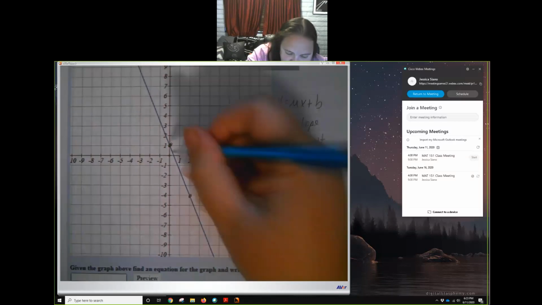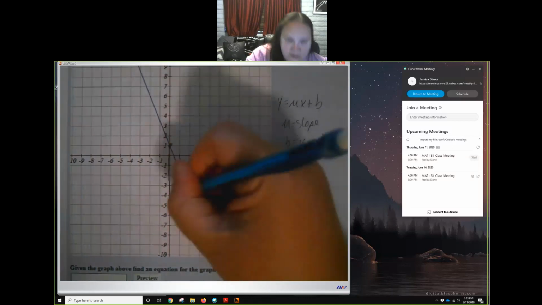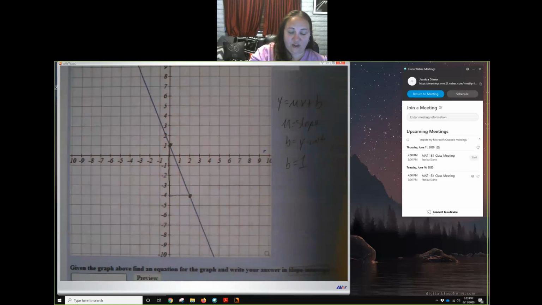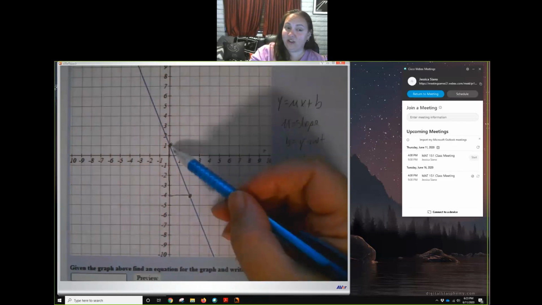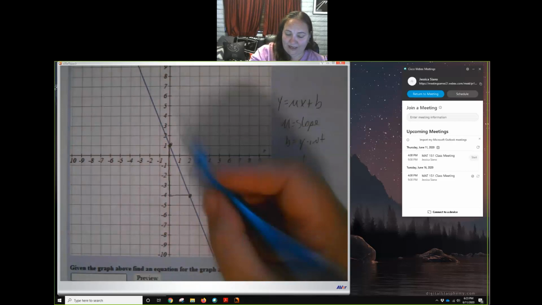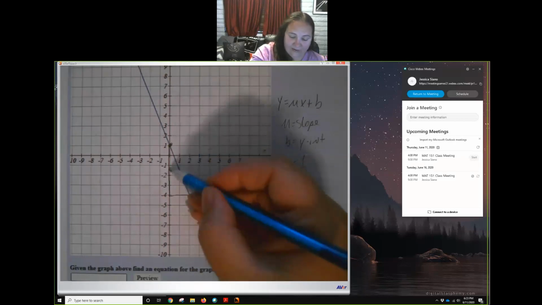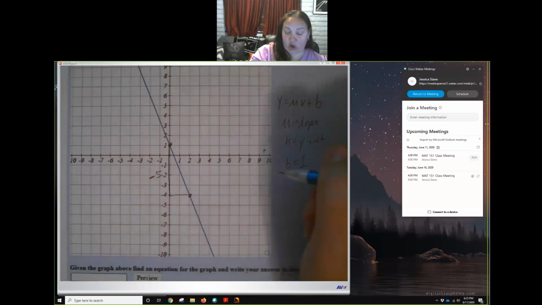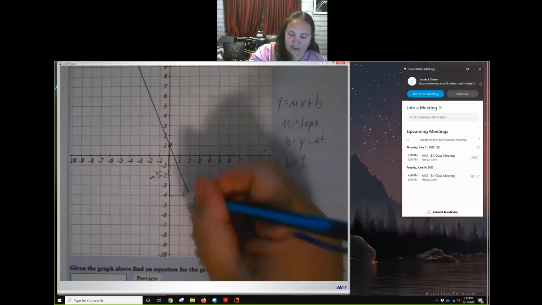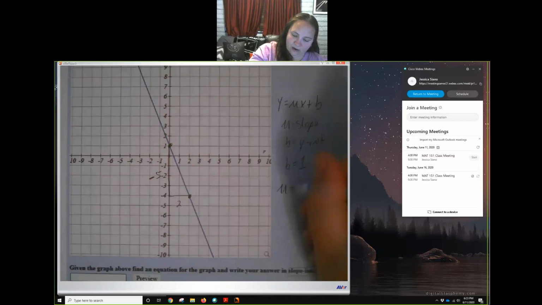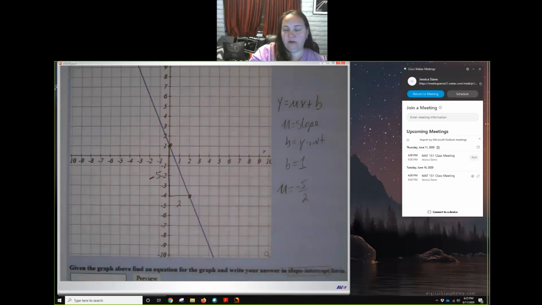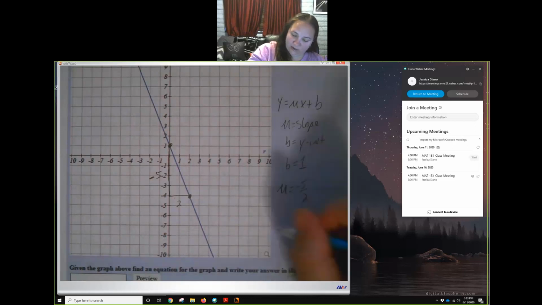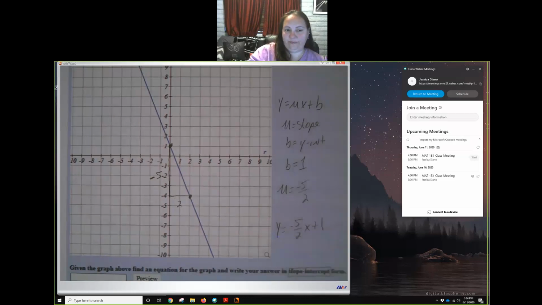And we're going to do the same thing we did before, where we're going to count. Now keep in mind that if your rise is negative, then your slope is negative. So we're going to count down 1, 2, 3, 4, 5. So my rise is negative 5 because it doesn't rise, it actually falls. And then over 2. So my slope is negative 5 over 2. So then y equals negative 5 over 2x plus 1.